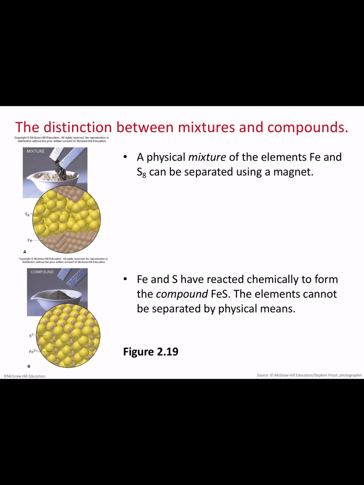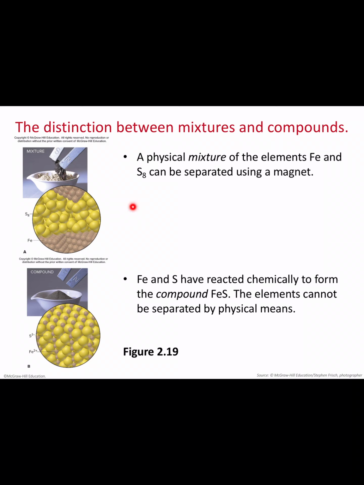Now, the first one is a physical mixture of sulfur and iron. Fe is the iron and S the sulfur, and they can be separated using a magnet. So this is a physical mixture. You can see sulfur and iron, and iron would be attracted to a magnet whereas sulfur would not. So this is a physical mixture.